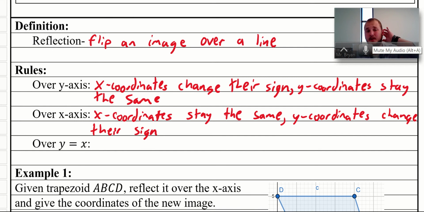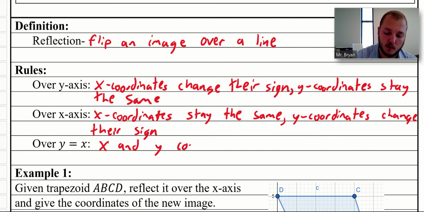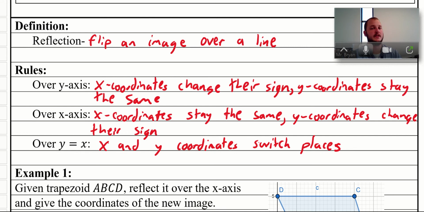All right, and then the last one here, we looked at this a little bit with y equals x. If I have that line y equals x, it's just one straight line that has a slope of 1 and just goes from the bottom left to the top right. If I'm reflecting over that line, the only rule that we have here is the x and y coordinates switch places. Okay, that's the only rule that we have.